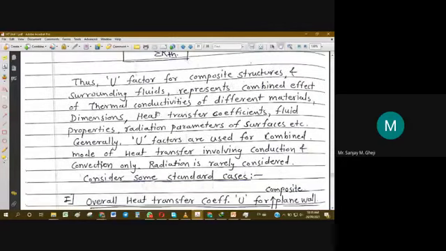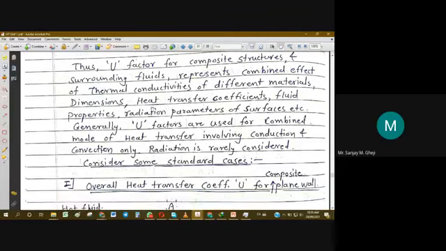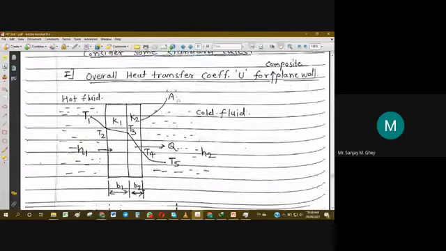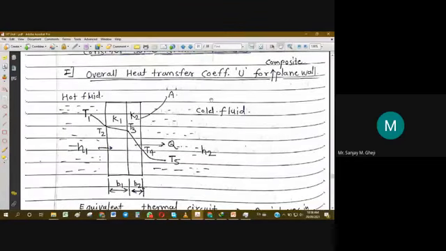So the U factor for composite structures and also for surrounding fluids represents the combined effect of different thermal conductivities of different materials and different heat transfer coefficients, and it also covers the geometrical parameters such as area, length, of pipe and sphere. Okay, now let us derive some equations for some standard cases.